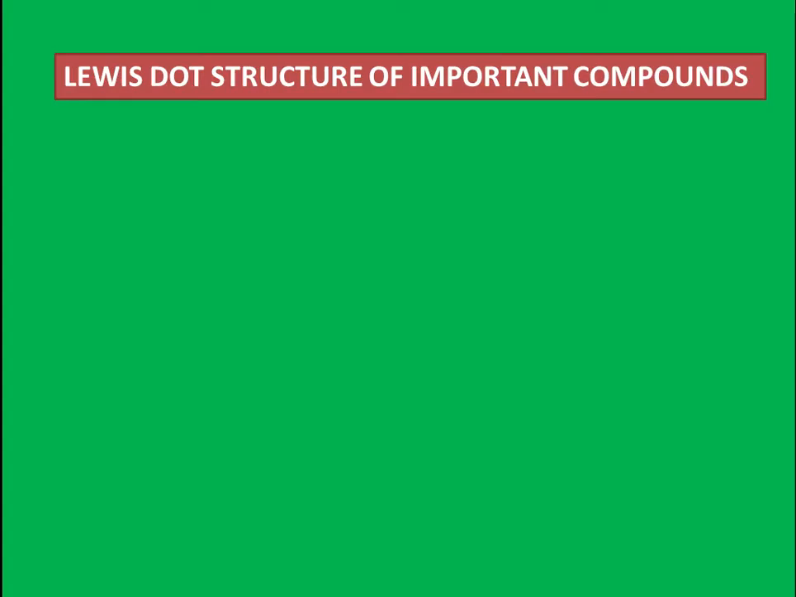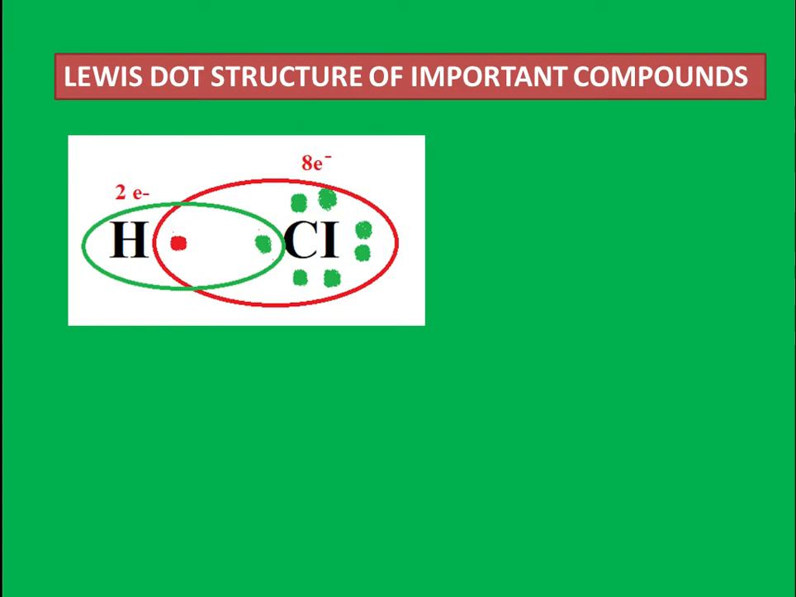So, the Lewis dot structure of important compounds. Yes, HCl, hydrochloric acid. You can see here from the table, hydrogen has one electron, represented by red color, and chlorine has 7 electrons. Chlorine requires one more electron to complete its 8 electrons. Hydrogen requires one more electron to complete its doublet. So they share together because both are non-metals. No one can lose their electron. The only way they can complete their octet is by sharing. So there is a formation of HCl. The type of bond present between hydrogen and chlorine is a covalent bond.